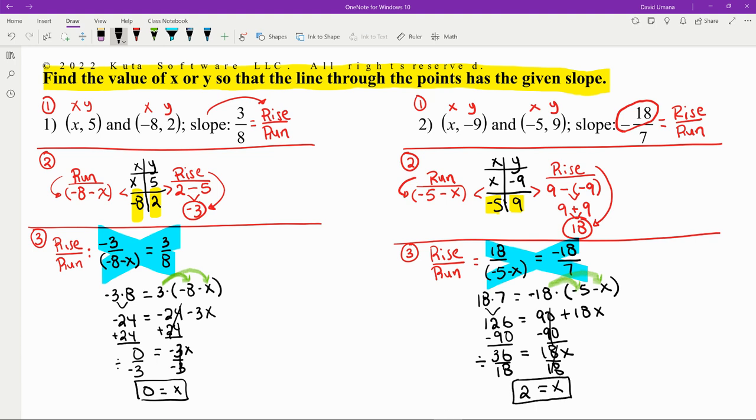And that's it. Those are the steps in terms of how to find those missing values. As long as you can organize it in order, you should be able to find the answer.